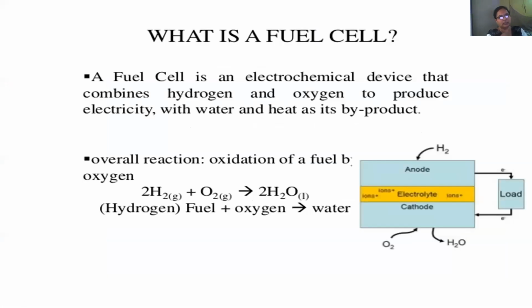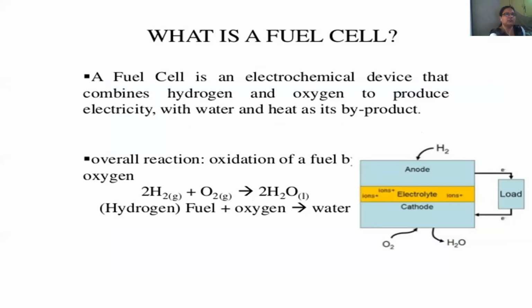So this is the last part of our electrochemistry, which is about fuel cells. So what are these fuel cells first? A fuel cell is an electrochemical device that combines hydrogen and oxygen to produce electricity with water and heat as its byproduct.